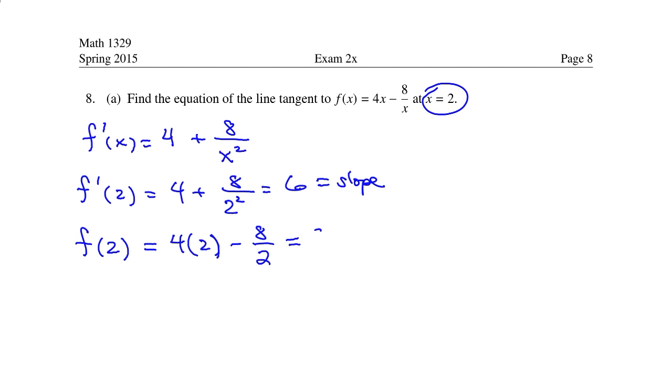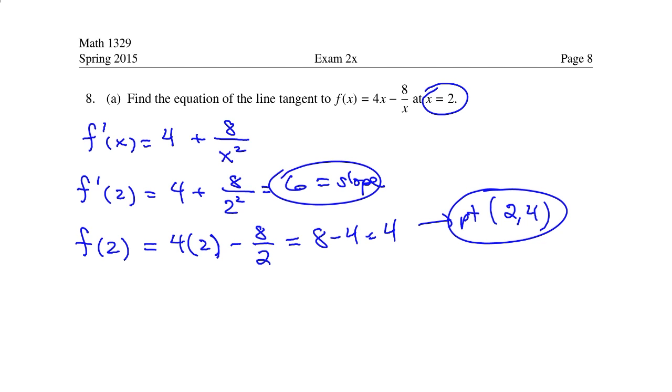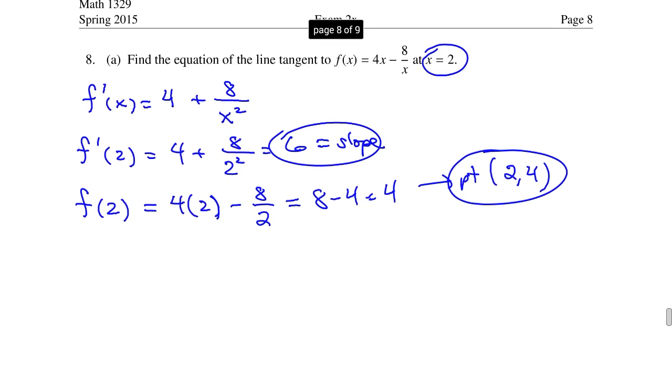What is that? 8 minus 4, which is 4. So this means the point is (2, 4). So I have the slope and I have the point. And now I can use y = mx + b, or you can use the point-slope formula. Use any of these little tools from algebra that you'd like. Here I'll use y = mx + b.